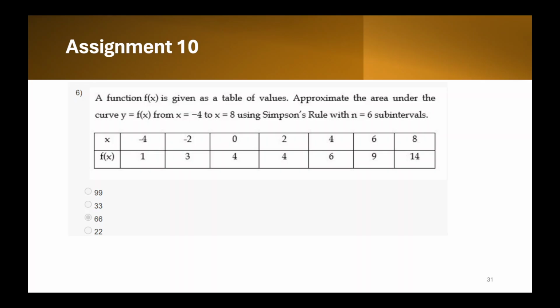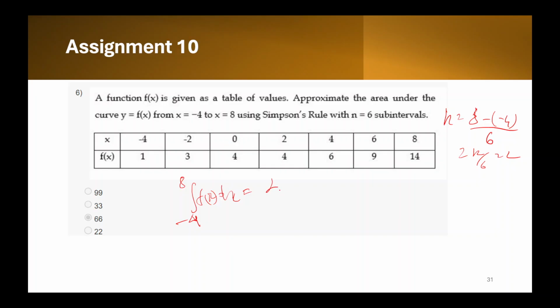Next, we have solving using Simpson's rule. We are given x and f(x). The number of subintervals is 6. We need to find the area under the curve, the integral of f(x) dx from -4 to 8. We are given n, so we need to find h, which is 8 minus of -4 upon the number of intervals 6. So 8 plus 4 is 12, 12 by 6 is 2. So the width is 2, the jump is of 2.